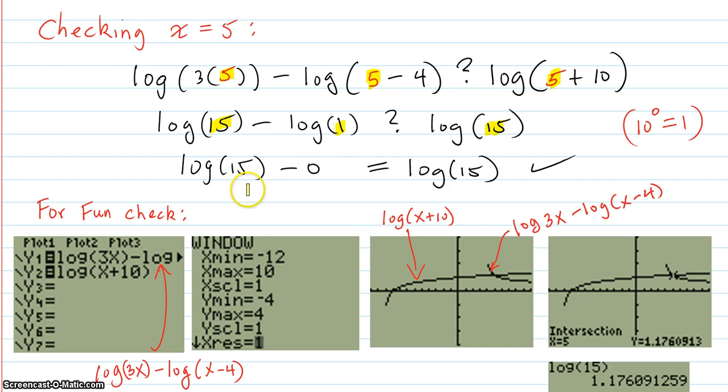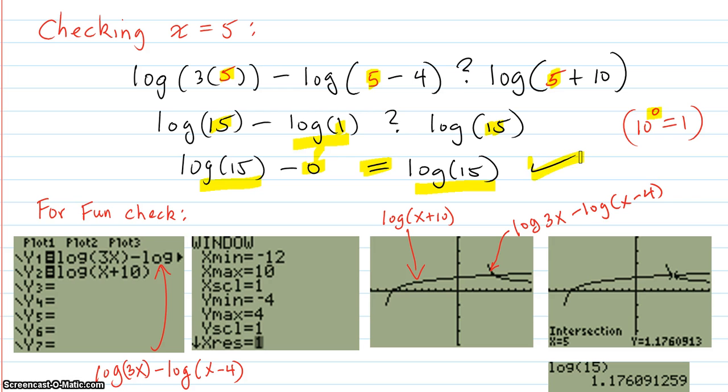And I can see that the two sides are log 15, because log base 10 of 1 is 0. Why? Because the exponent you put on a 10 to get 1 is 0. So this here is 0. So this side equals that side, so I can put the equals and it verifies out.